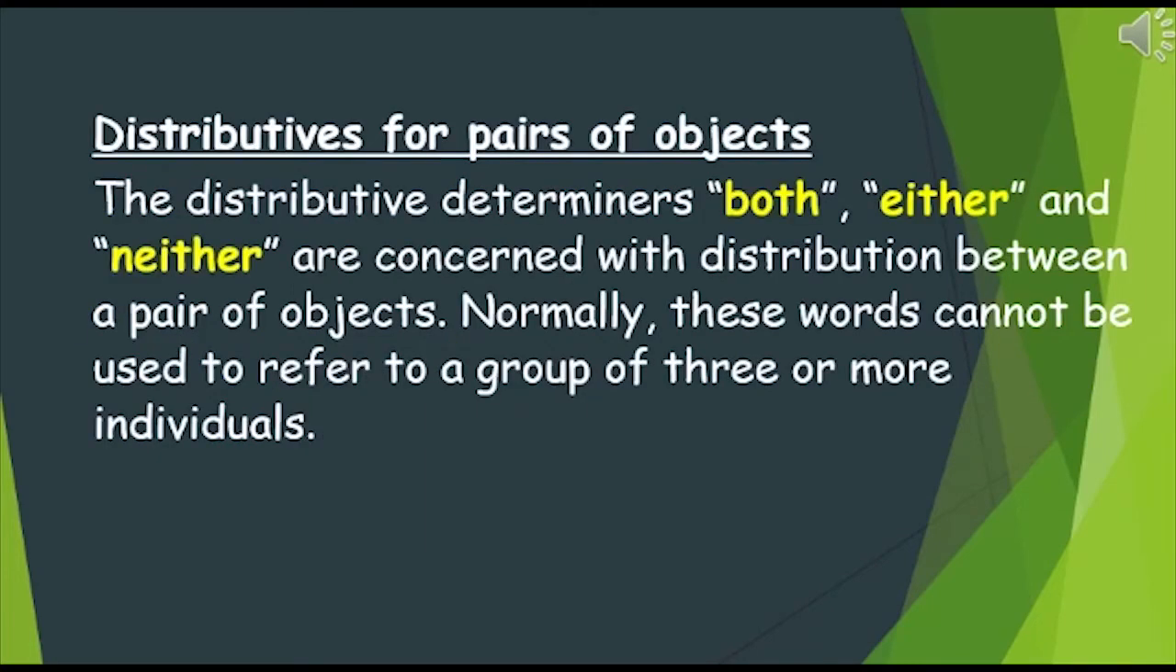Distributives for pairs of objects. أدوات التجزئة الخاصة بالأزواج أو الشيئين. The distributive determiners both, either and neither are concerned with distribution between a pair of objects. كما قلنا both و either neither مجزئات أو أدوات تجزئة خاصة بالأزواج أو الشيئين. Normally these words cannot be used to refer to a group. الكلمتين دول ما نقدرش نستخدمهم لإشارة لمجموعة كبيرة أو أكتر من اتنين. يعني ما ينفعش نستخدمهم نقصد بهم ثلاثة أو أكثر من الأفراد.